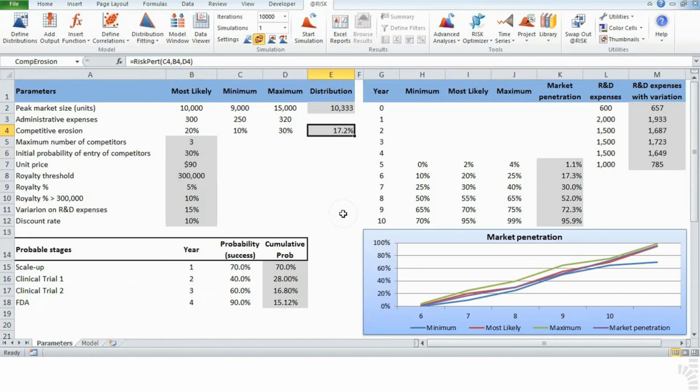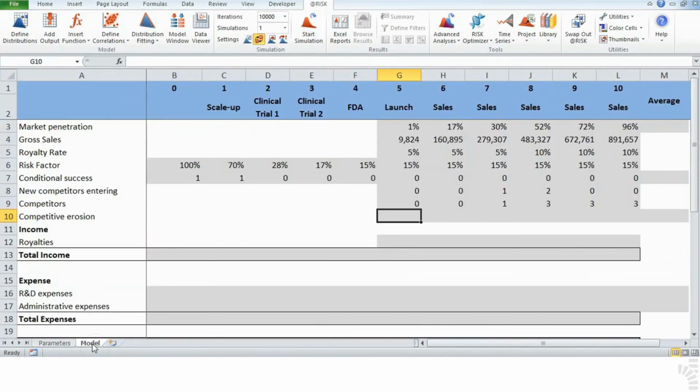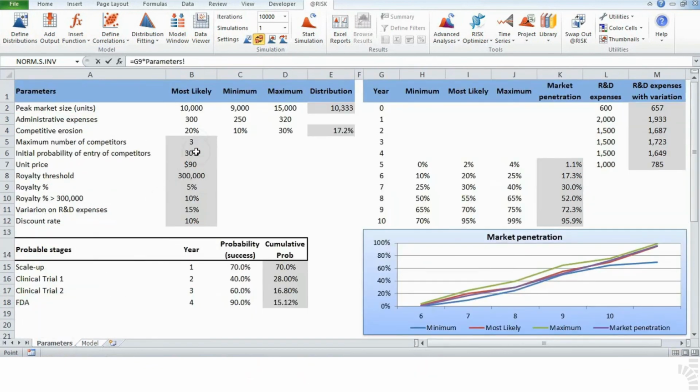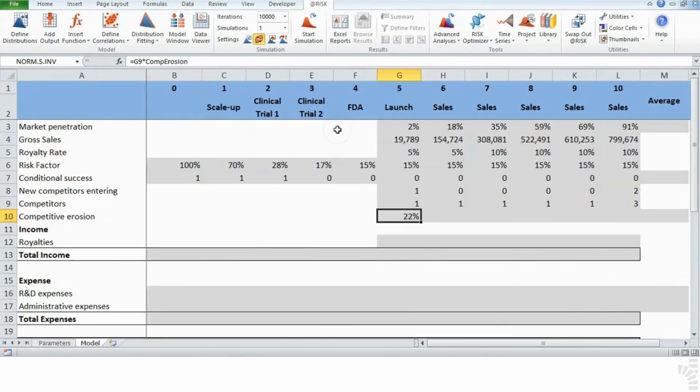Therefore, if there were to be 2 competitors on any given year, the most likely scenario would be that 40% of the total market share would be decreased by their presence. 53. On cell G10, write the following formula: equals G9 times comp erosion. 54. Copy cell G10 and paste it for the remaining range G10:L10.